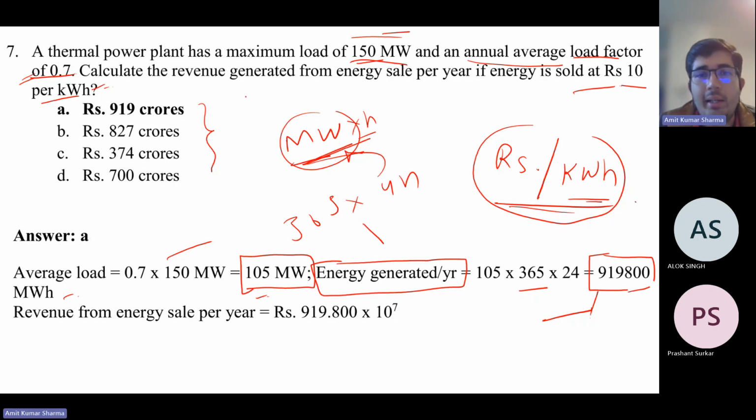Now you are given that the energy cost is Rs 10 per kilowatt hour. So this much energy is generated from your plant in a year, in megawatt hour. So just multiply it. This is megawatt hour, and this is per kilowatt hour. You have to be careful with the units also. So it will be 919,800 into 10^7. So it will be in crores. So the answer will be 919 crores. Any doubt?